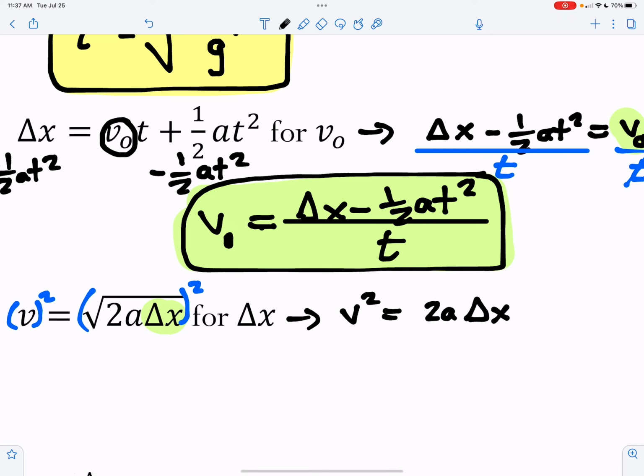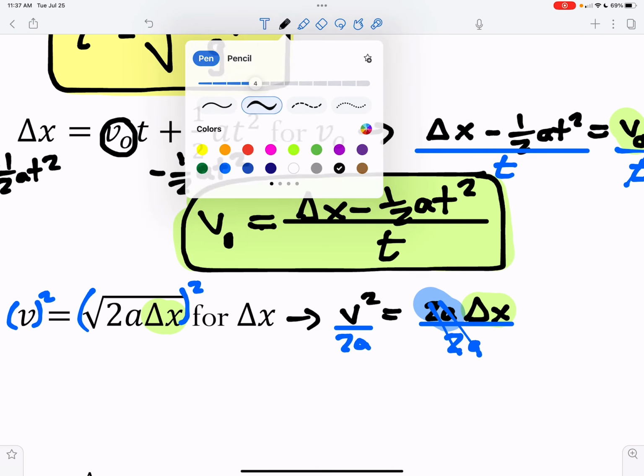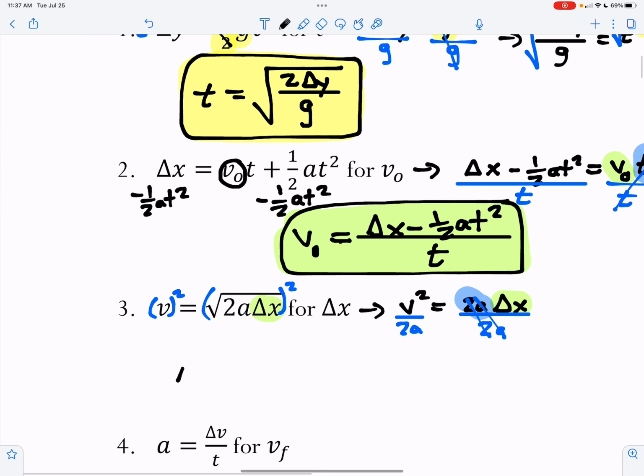I'm left with 2 times a times delta x. Now, in order to get delta x by itself, I need to get rid of 2 times a. Well, 2 times a is multiplied times delta x, so the opposite of multiplying by 2a would be dividing by 2a. And that's exactly how we'll finish this. So delta x will equal v squared over 2 times a.